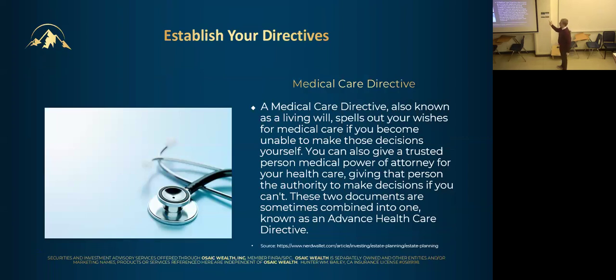A medical care directive is also really important. A medical care directive, also known as a living will, spells out your wishes for medical care if you become unable to make those decisions yourself. You can also give a trusted person medical power of attorney for your health care, which is giving them the authority to make decisions for you if you can't. These two documents are sometimes combined into one document called an advanced healthcare directive. So that's just putting that all together.